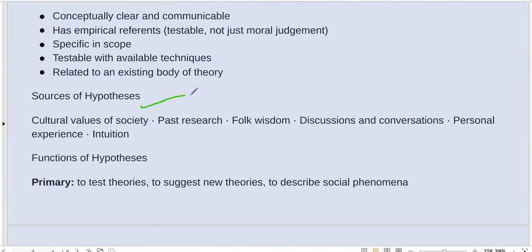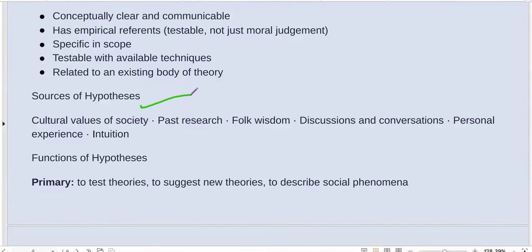What are the sources of hypothesis? Cultural values of society. If a cultural value of a society does not accept greed, for example, my hypothesis will be based on that moral judgment. I will try to say that if a person is trying to earn more and more income, there is a high chance of committing suicide. It is based on the moral judgment of a society. It can vary according to the different moral judgments of society.